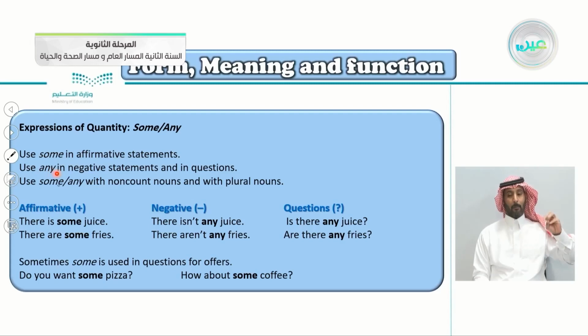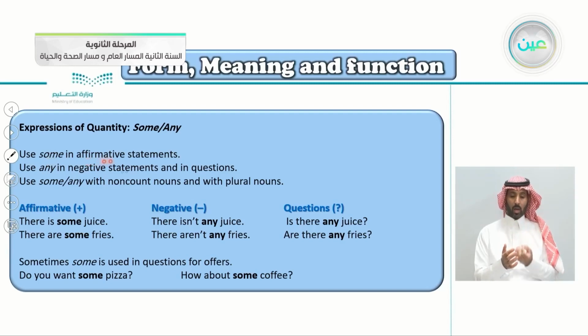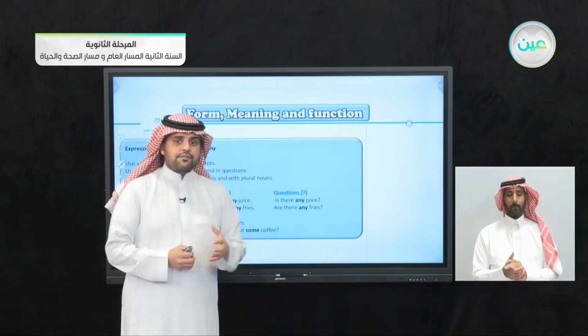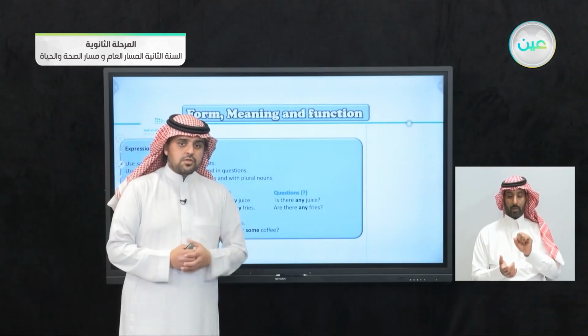We use any in negative statements and questions. So some with affirmative statements, any with two, the negative and the question. We use some or any with non-count nouns and with plural nouns. So with both of them, we use them with non-count nouns and plural nouns. Let's take some examples here. Do you have some?